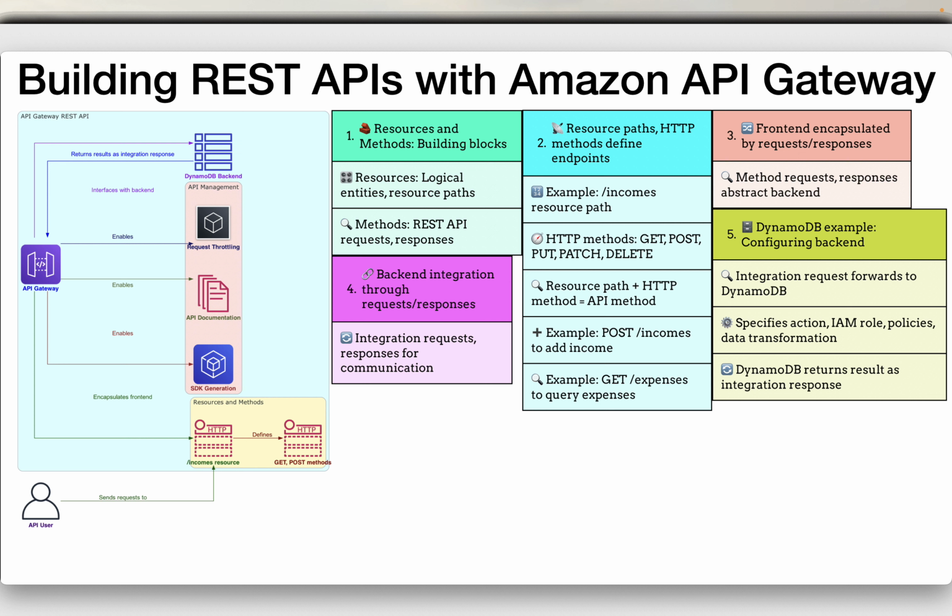Okay, so let's say with DynamoDB as the backend, the API developer sets up the integration request to forward the incoming method request to DynamoDB, specifying the required action, IAM role, policies, and input data transfer. DynamoDB returns the result as an integration response. So this is one example. So end to end, you have user interface, you have API Gateway, and finally the backend is DynamoDB. So at the user interface, you click some button, API Gateway will come into the picture, and then it will forward to DynamoDB. Then it will process and send back to your user interface.